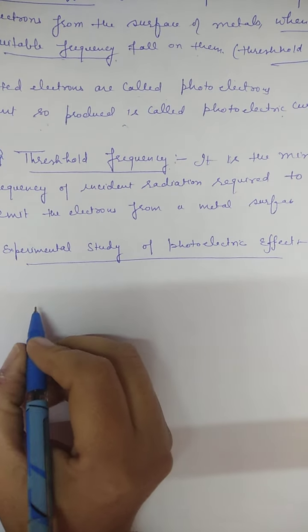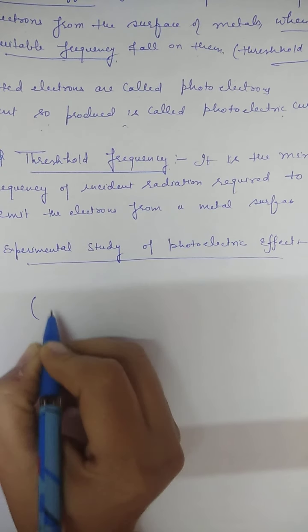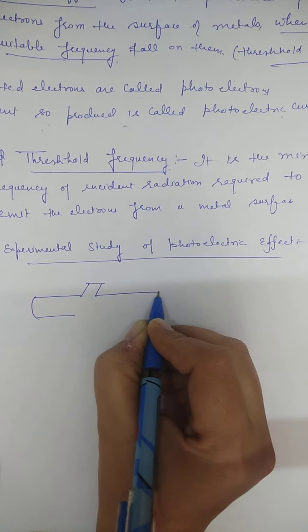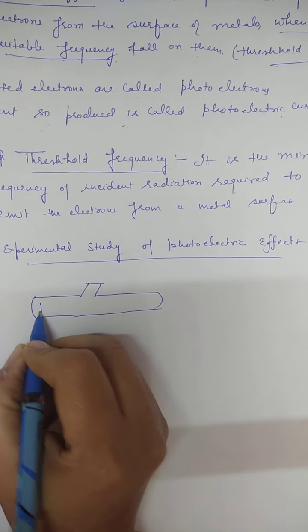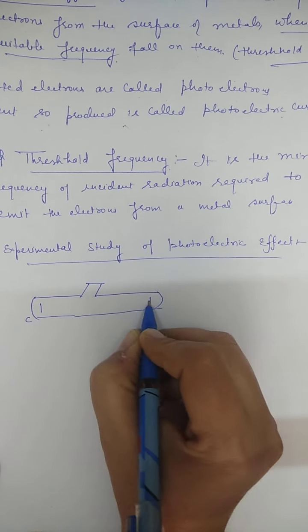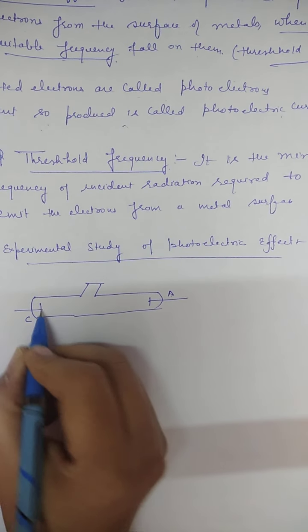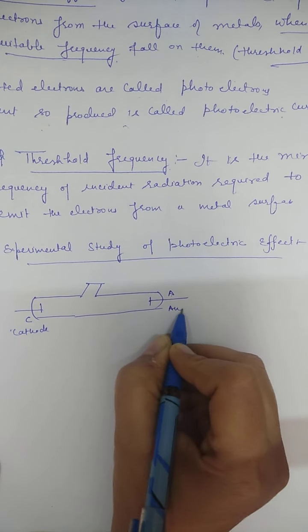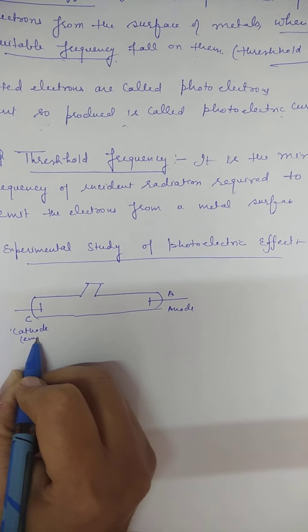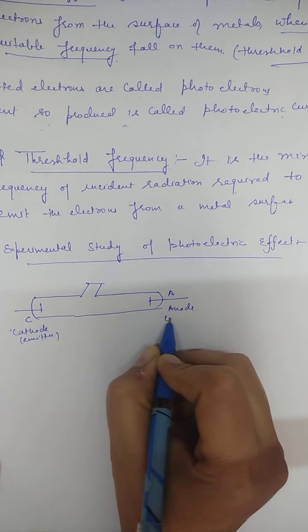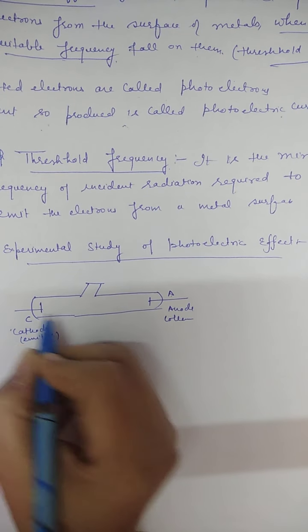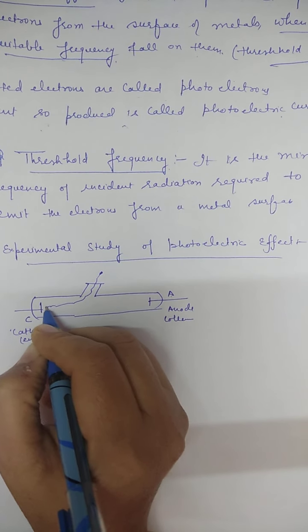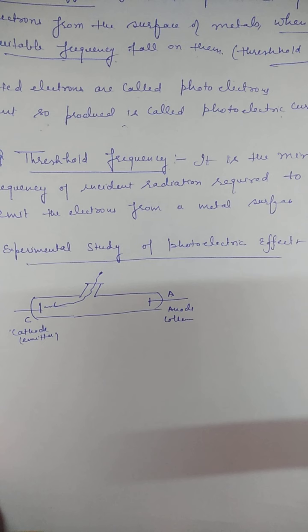In the experimental study, this is a container. This is a quartz tube which is containing a window through which the radiation can fall. One plate is there. This is the cathode, and this is called the anode. This is the emitter, which emits the electrons, and this is called the collector. This is a metal plate, right? And from this source, light of suitable frequency is made to be incident over it.